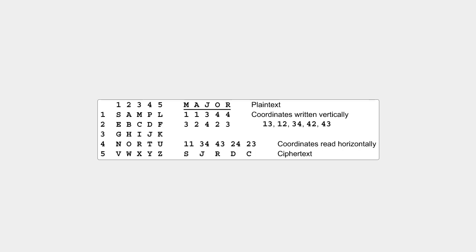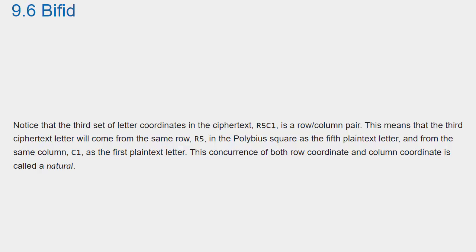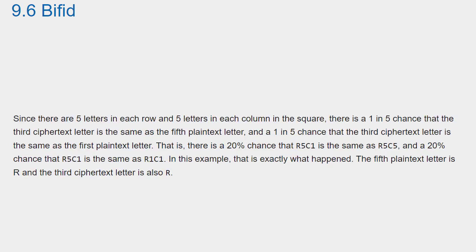Here is an example. The word major is enciphered using a Polybius square that was mixed using the keyword sample. Notice that the third set of letter coordinates in the ciphertext, R5C1, is a row/column pair. This means that the third ciphertext letter will come from the same row, R5, in the Polybius square as the fifth plaintext letter, and from the same column, C1, as the first plaintext letter. This concurrence of both row coordinate and column coordinate is called a natural.